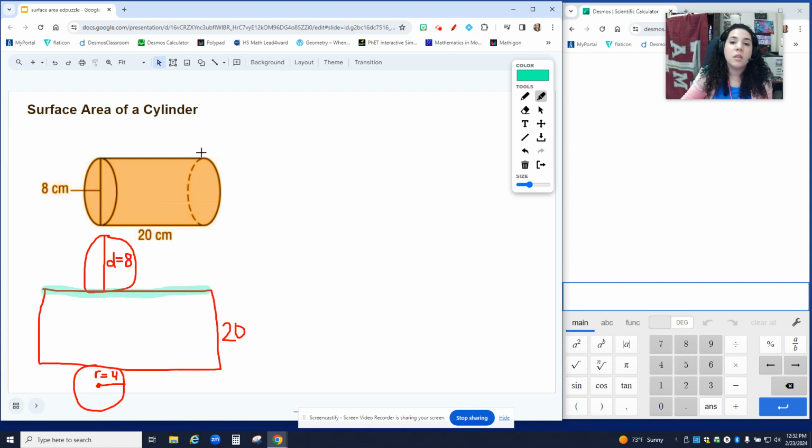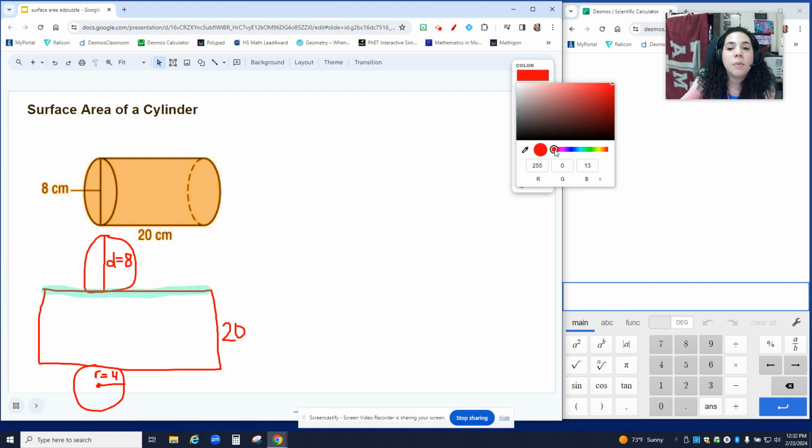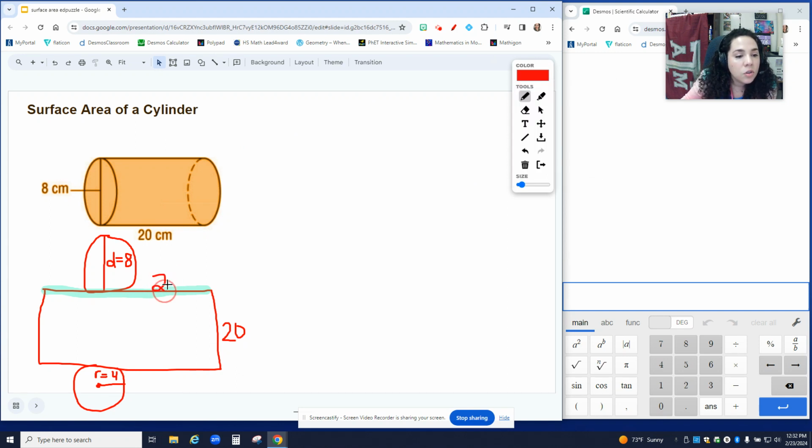So part of the formula is coming from the circumference because it's going to go around the edge of the circle. So the circumference is 2 times pi times the radius. That represents the circumference. So I'm going to kind of break apart the formula that we use here. So our formula for the surface area of a cylinder is equal to 2 times pi times the radius times the height, and then plus 2 pi r squared. And I want to explain where that's coming from.